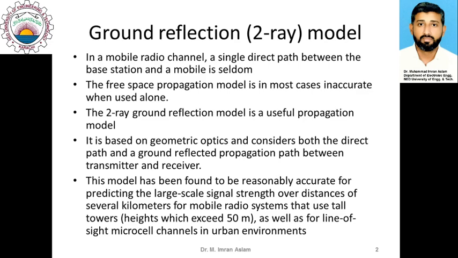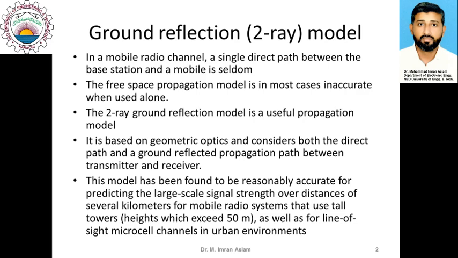So this model can only be used where there is direct line of sight between transmitter and receiver. But in most mobile radio channels, the direct path between base station and mobile station is very rare. It's really very hard to find this direct path. Therefore, the free space propagation model is inaccurate for most of the cases.